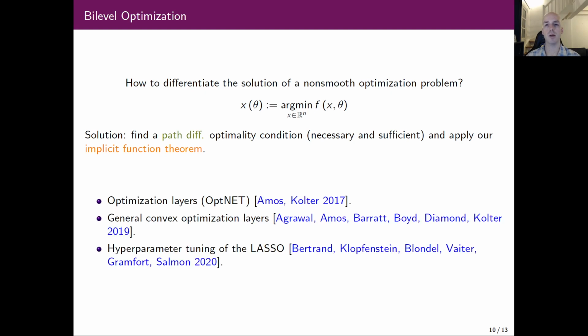This allows for rigorous convergence guarantees for several important settings, notably for neural networks with layers defined as convex optimization problems, but also for more classical problems like hyperparameter tuning of the lasso. For conic optimization problems, we can use the path differentiable normalized solution mapping, while for the lasso, we can exploit the fact that the solution must be a fixed point of the forward-backward operator and then examine when this is path differentiable and when the invertibility condition will hold.